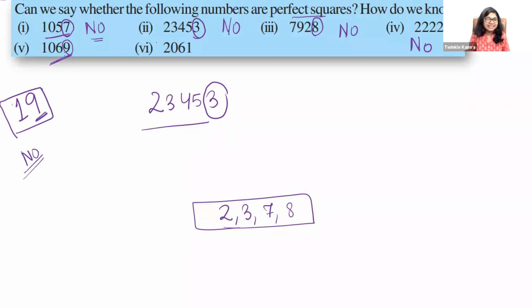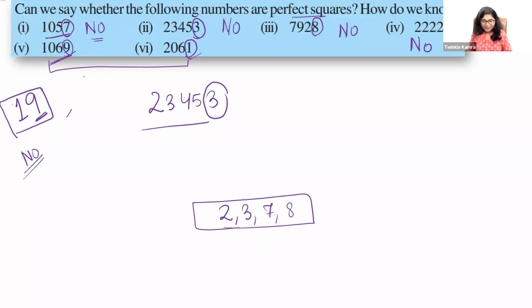So what do we see here? These numbers ending with 1 or 9 can be perfect squares. We need to check whether they are or not. They can be because they're ending with 9 or 1, but I cannot say with full surety that these numbers are perfect squares. I have given you the example of 19, right? In the coming videos, I'll share how to check whether your number is a perfect square or not.